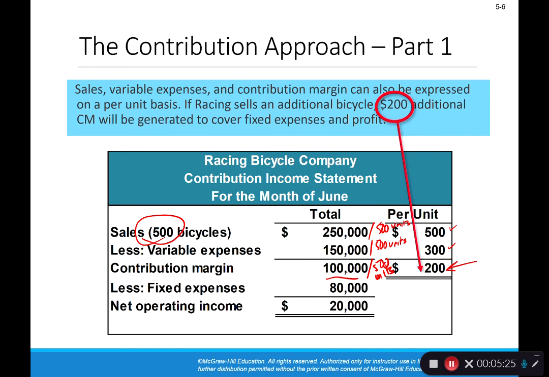Why do I want this on a per unit basis? Well, we're going to use the per unit CM for a lot of our calculations as we move forward. But very simplistically, what it means is for each additional unit we sell, $200 will contribute to our CM. And because we just learned that whatever happens to CM happens to income, I know that for each additional bike that we sell, my income's going to go up by $200.